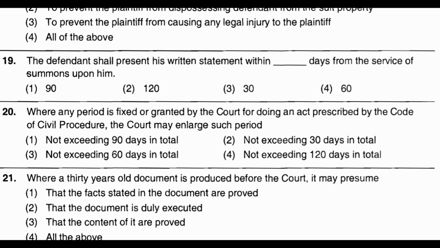Now question number 20. Where any period is fixed or granted by the court for doing an act prescribed by the Code of Civil Procedure, the court may enlarge such period. Option number 1 not exceeding 90 days in total. Option number 2 not exceeding 30 days in total. Option number 3 not exceeding 60 days in total, and option number 4 not exceeding 120 days in total. And the correct answer is option number 2, that is not exceeding 30 days in total.